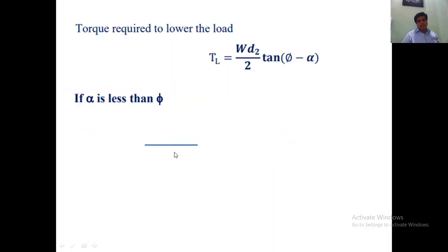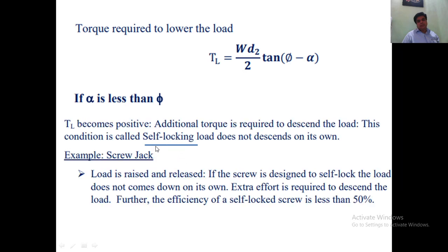Whereas in another case we have what is called the self-locking condition. In the self-locking condition, again we take the equation for lowering the torque. So this is phi minus alpha. If alpha is less than phi, the pressure angle, what will happen? The term TL, that is the torque, will be positive. That means we require extra torque to lower the load.